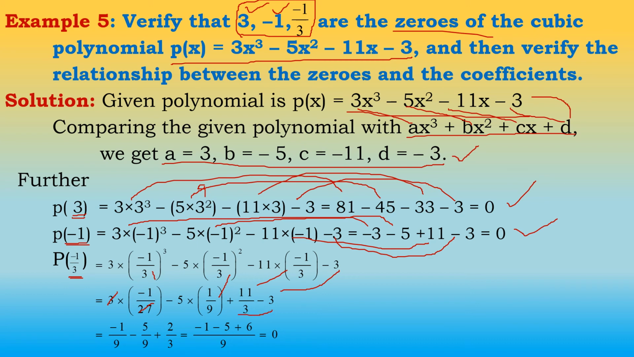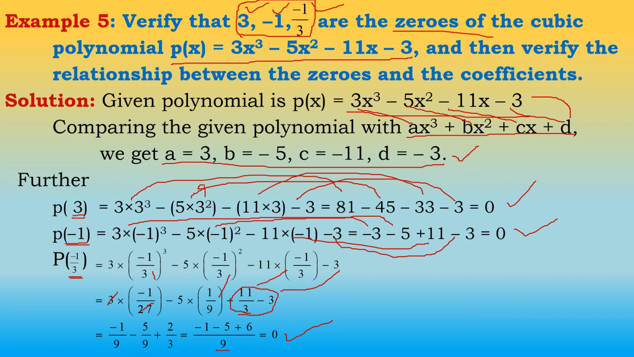Here by taking the LCM we can have 2 by 3. Again the LCM is 9. By simplifying that we have minus 1 minus 5, 3 twos are 6, and the final answer is 0. So once again we are getting the answer 0, meaning when we replace x equal to minus 3, our final answer is 0. So I can say that minus 1 by 3 is also a zero of the polynomial.